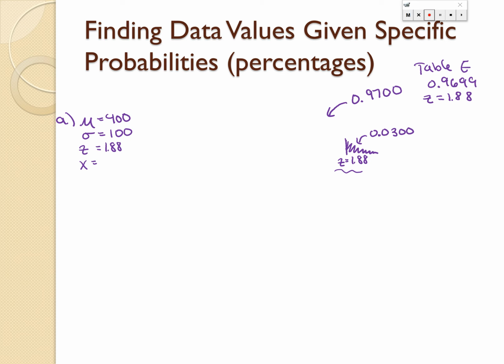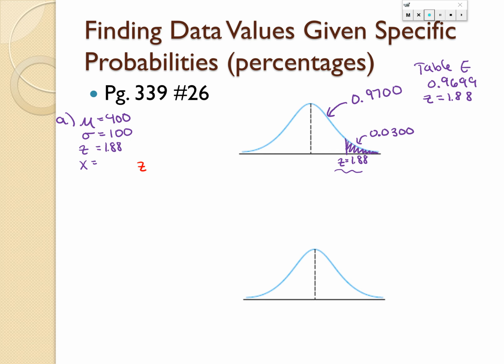Z is 1.88. So 1.88 equals, we don't know x, minus our mean, divided by our standard deviation. We don't need a different formula. We're just looking for a different piece. Earlier we were trying to find z. Now we're trying to find the x part. So how would I possibly go about solving this? What's my first step? What am I going to do?